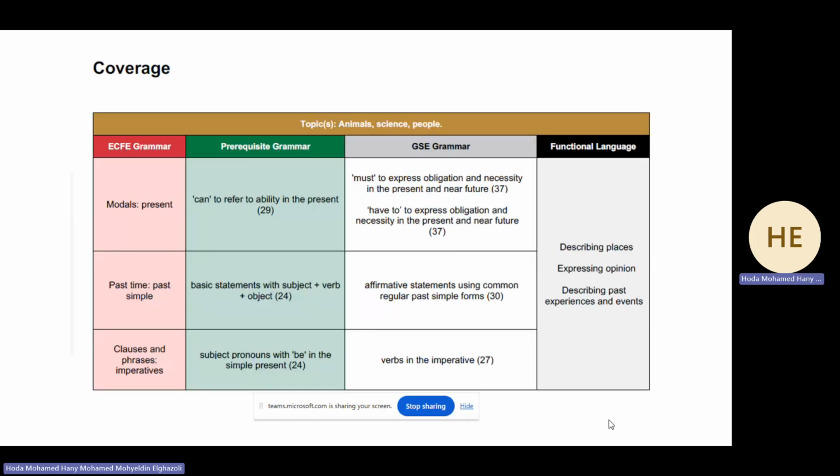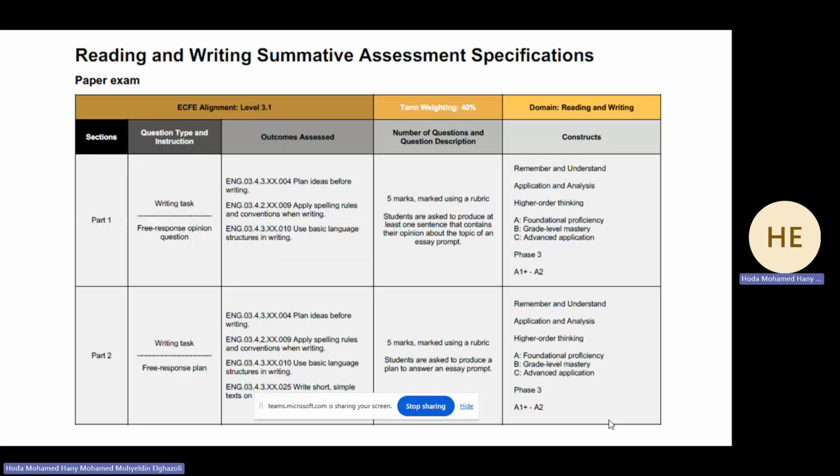So the term 3 exam would come under topics of animals, science, and people, and it would cover grammar topics like modals, past simple tense, and imperatives. And functional language topics are describing places, expressing opinions, and describing past experiences and events. The exam is divided into two parts, paper exam and swift assess exam.